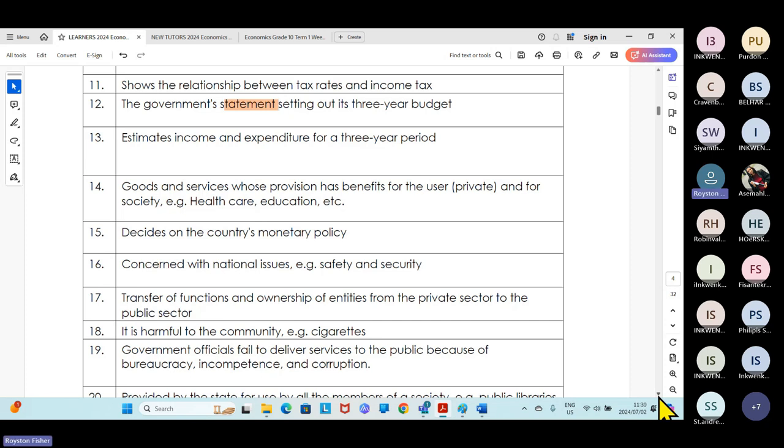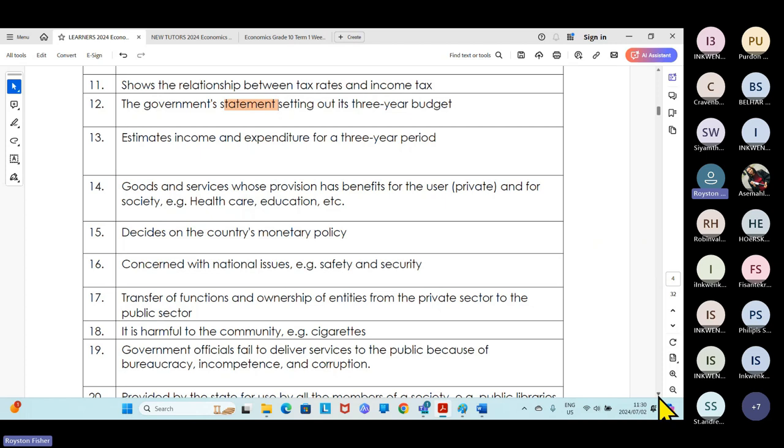Then number 15 decides on the country's monetary policy, and I think that is where most people said the monetary policy committee, that's the answer. Yes, the monetary policy committee works within the Reserve Bank. So that's why most people gave the Reserve Bank as an answer. But the monetary policy committee, they decide on the country's monetary policy, where they would say that the inflation targeting range is set at 3 to 6%. And so forth.